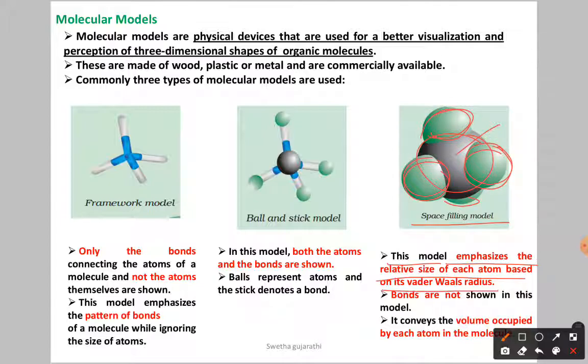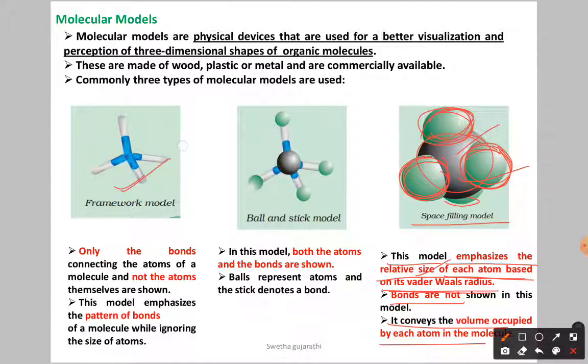For example, you are keeping 4 balls or 5 balls of different sizes in a box. You can come to know how much space they are going to occupy. So you can come to know the relative size of each atom based on its van der Waals radius. Bonds are not shown here. In the framework model you see the bonds, but here there are no bonds. It conveys the volume occupied by each atom in the molecule. As I just told, you can come to know how much volume is occupied by each atom.